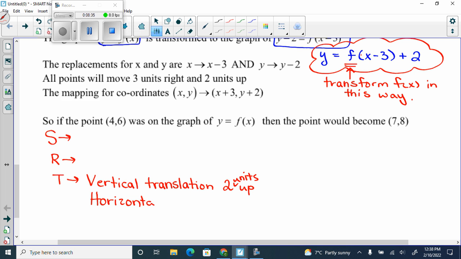Horizontal translation. Now it's going to be 3 units right. Because it's an x minus 3, you actually move 3 to the right.